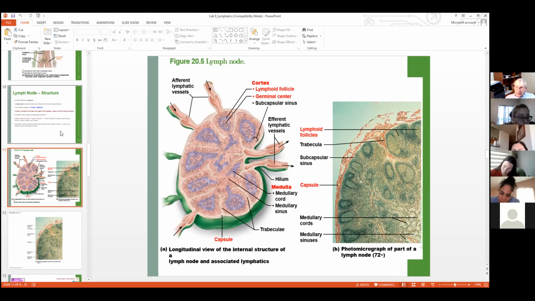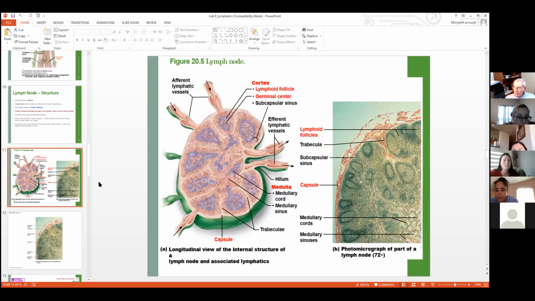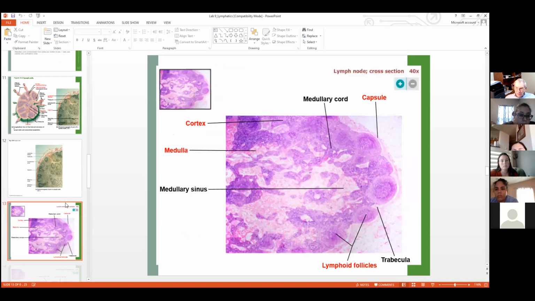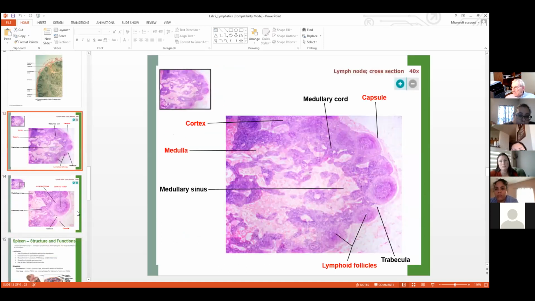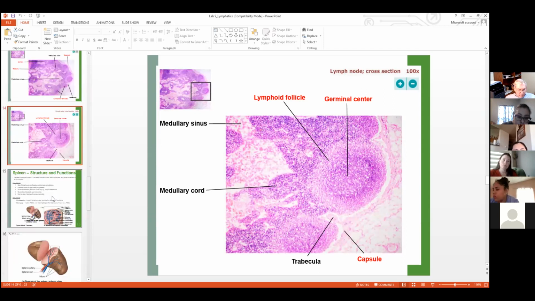So 10 is the list of them. 11 shows them in this drawing, and 14, I don't really see anything on 14 that excites me, as we've got other places where we can see a germinal center better in the Peyer's patches. So we'll probably save that.